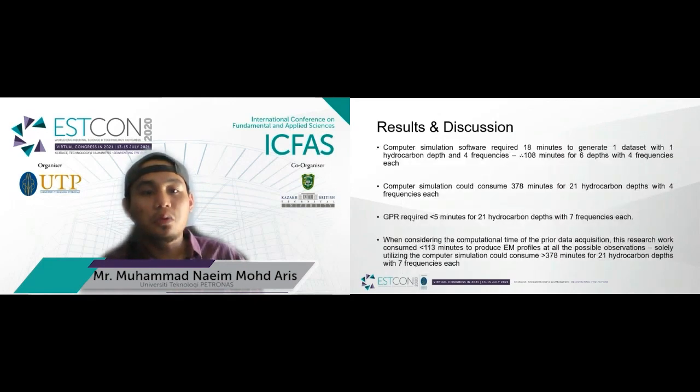Computer simulation software required 18 minutes to generate 1 dataset with 1 hydrocarbon depth and 4 frequencies. So for 24 EM profiles, computer simulation software took 108 minutes for 6 depths with 4 frequencies each. Computer simulation could consume 378 minutes for 21 hydrocarbon depths with 4 frequencies each, while GPR required less, 5 minutes for 21 hydrocarbon depths with 7 frequencies each.